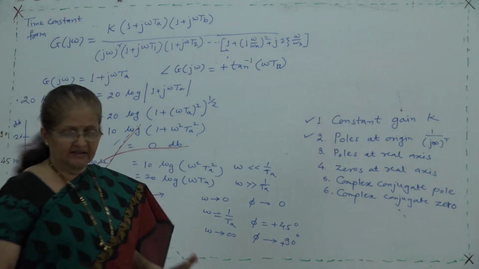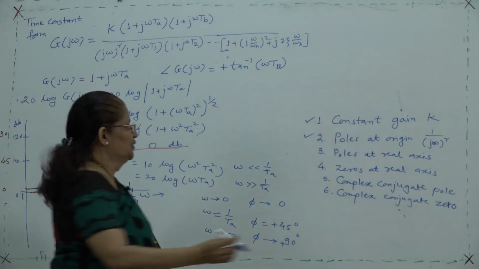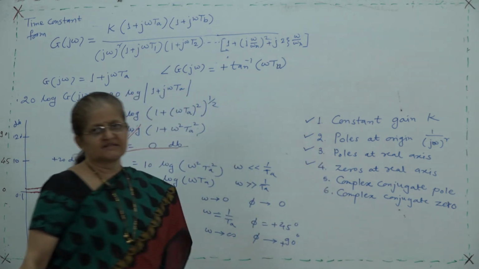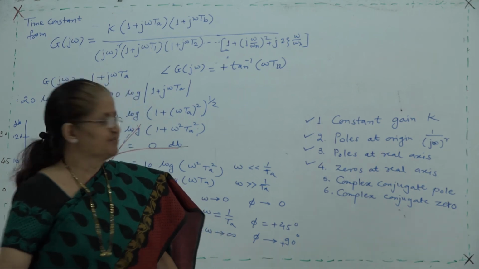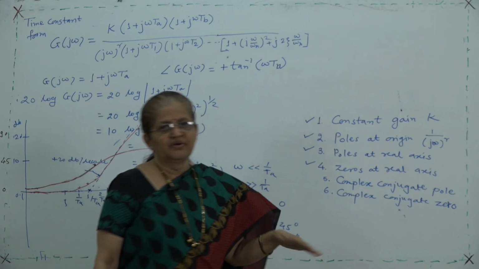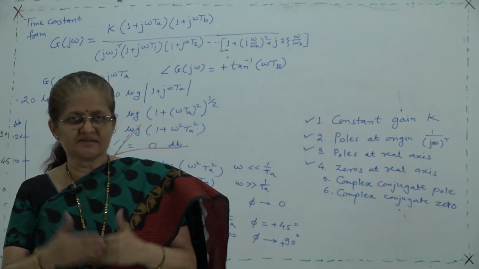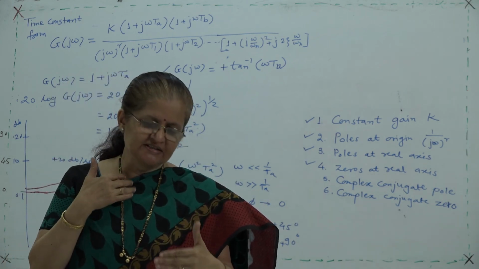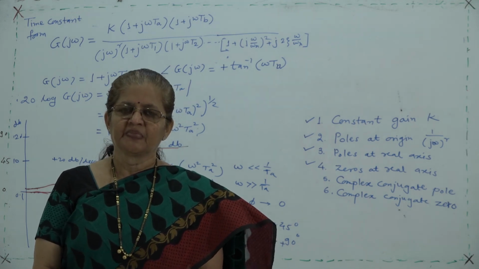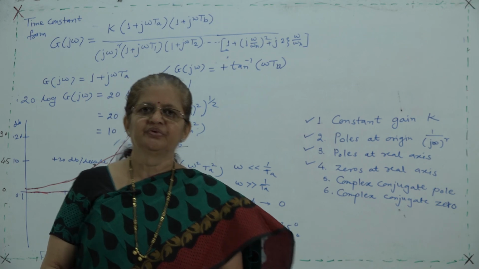So, what we have seen? We have seen here poles at real axis as well as zeros at real axis. So, these points we have seen, and this is very important. We have seen how to combine the separate plots, consider first separate plot and then combine it together. Okay. So, we will stop here.